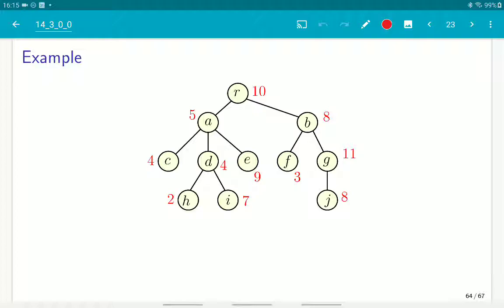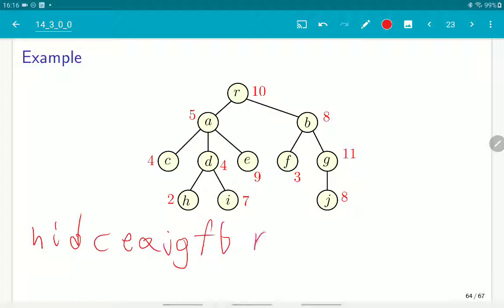Okay, so here's an example. I guess I can do it despite my high standards. So let's do it. Let me write them down here: H, I, D, C, E, A, R. So I'm computing a post ordering of this tree, right? J, G, F, B, R. So this is just an ordering of the nodes of the tree in post ordering.